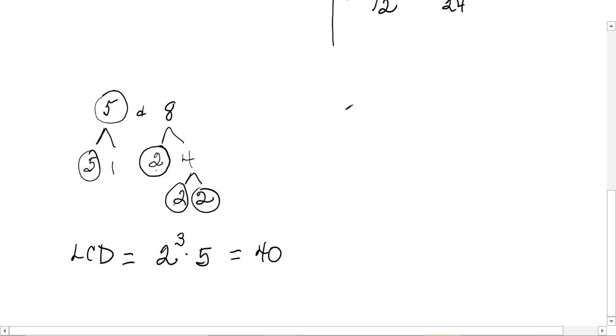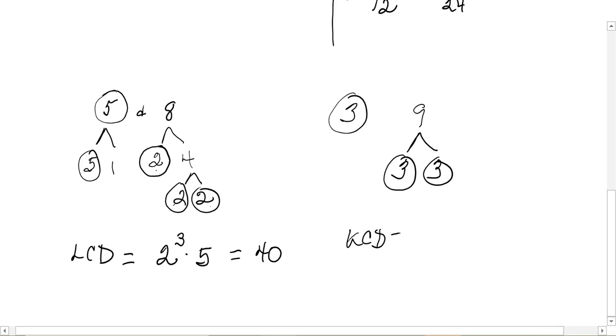Let's look at the other one. We had 3 and we had 9. 3 is a prime number because there's no way to get 3 except 3 times 1. 9 is not prime. It can be broken into 3 times 3, and those are primes. The LCD is one of every different kind of factor. Well, the only factor I have is 3, but I need the highest power. This has a single 3, but this one has 3 to the second power. So I get 3 to the second power, which is 9.